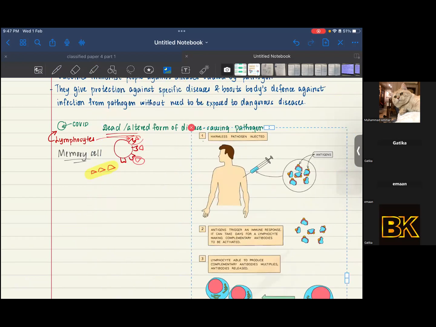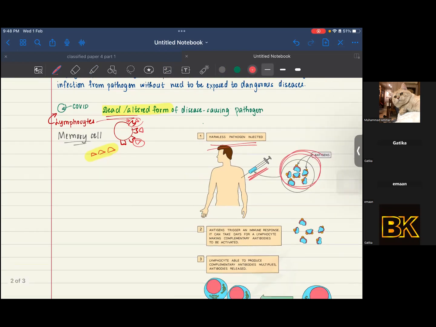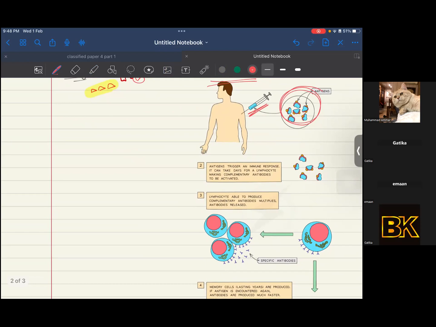Cool. So, first thing, we are basically injecting the harmless pathogen, which is a dead version or the altered version, as I told you right here. That was our first step. So, this injection basically contains our antigens. Now, these antigens will not cause any infection in my body, but they will trigger an immune response. It can take days for the lymphocytes which make complementary antibodies to be activated. They don't work in seconds or in minutes. It takes hours or days depending on the antigen and depending on their quantity. So they will make complementary antibodies to that.